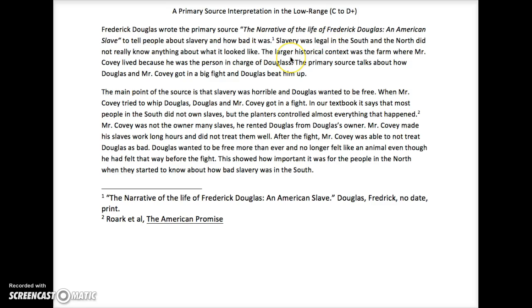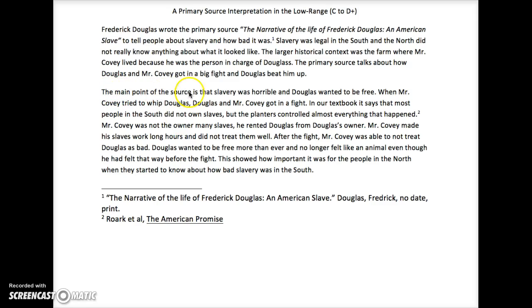has some brief discussion about how slavery was legal in the South. It confuses what the historical context is. It says it's the farm where Mr. Covey lives. Well, that's the setting of the primary source, at least this one chapter of the primary source. But it's not the larger historical context for why Frederick Douglass was a slave, why he was a slave in the South, why he was able to escape to the North and get his freedom, why he was able to be punished brutally, legally in the South. And so there's a whole bunch of things about the secondary source that can help you reveal things about the primary source. The primary source is a narrative of Douglass's life.